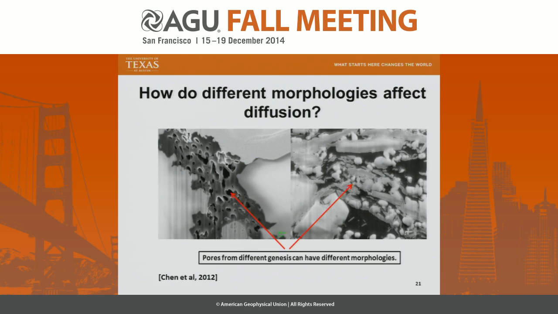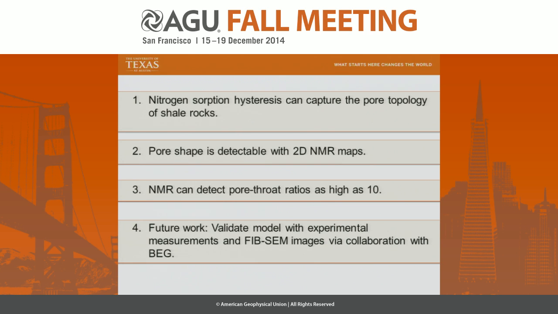And here you have funky-looking pores in shale. You have crescent-shaped pores. You have angular interparticle pores. So it's prodding us to look at this problem in more detail.